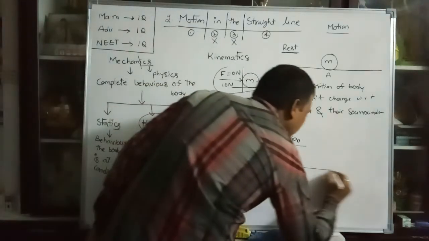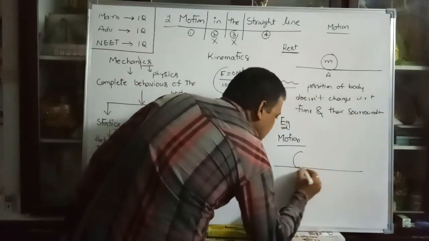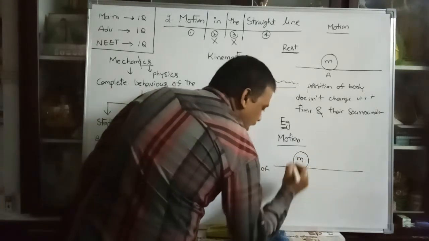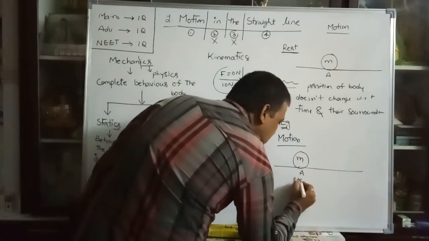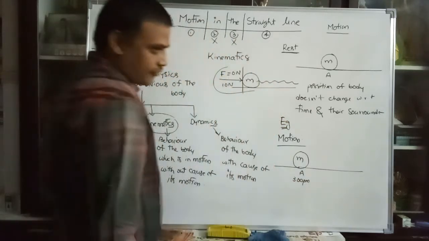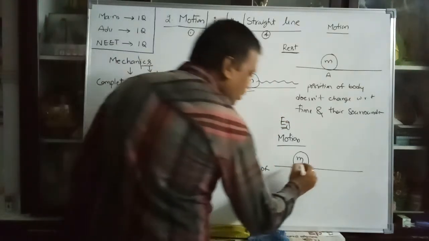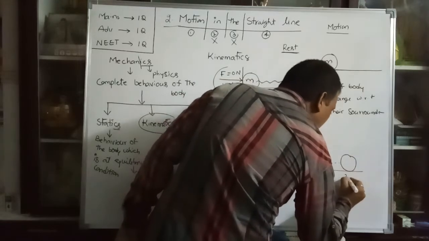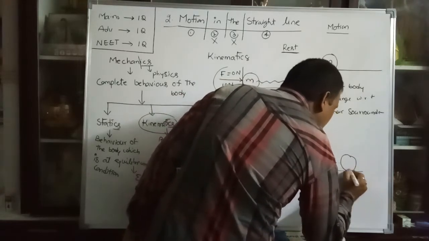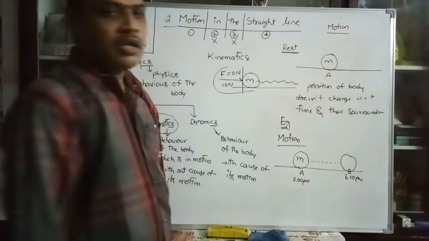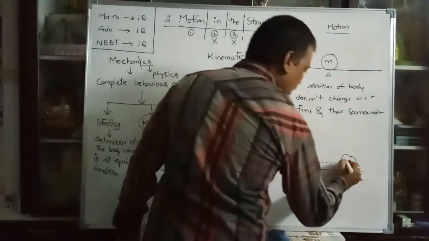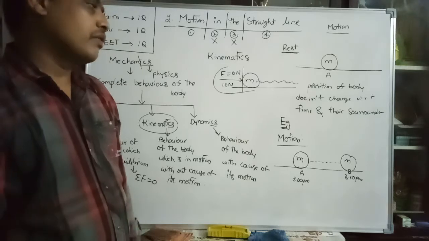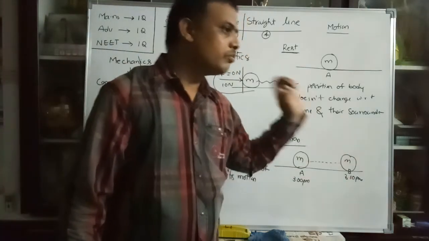Like this, first the body is placed here. The mass of the body is at location A. The time is the present time, say 3 p.m. After 10 minutes, nothing but 3:10 p.m., the body has moved like this. The position of the body changes from A to B. The mass of the body doesn't change, it is still M, but its position changes with respect to time and surroundings. Then the body is said to be in motion.